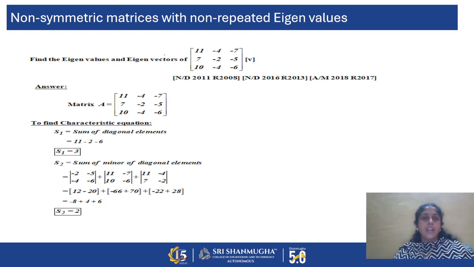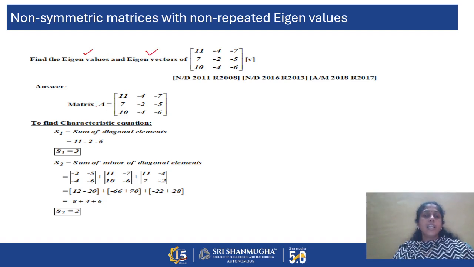Find the eigenvalues and eigenvectors of the matrix with rows 11, -4, -7; 7, -2, -5; 10, -4, -6. By this time you should be able to identify whether the given matrix is symmetric or non-symmetric. When you observe the first row, it is 11, -4, -7. What is given in the first column is 11, 7, 10. So the elements do not match. So we say this matrix is a non-symmetric matrix. So the question is to find the eigenvalues and eigenvectors.